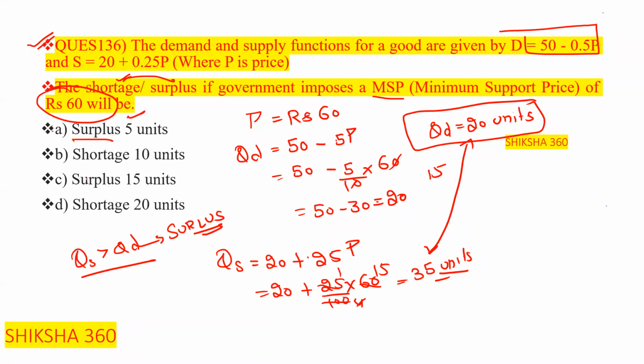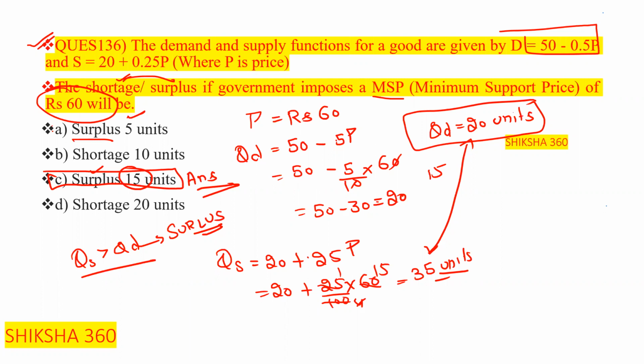So this one is not our answer, that is the shortage. The surplus of 15 units is our answer. Hope this point is also clear to all of you, how we can tackle this type of question if they ask in this way.